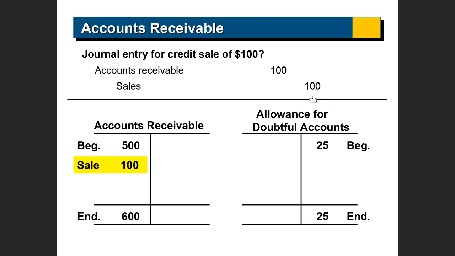We are not worried about sales right now. We are only worried about accounts receivable and allowance for doubtful accounts. So what happens to those two accounts on the balance sheet? Accounts receivable is debited. Allowance for doubtful accounts is credited. On the financial statements, accounts receivable appears as a positive number. Allowance appears as a negative number.